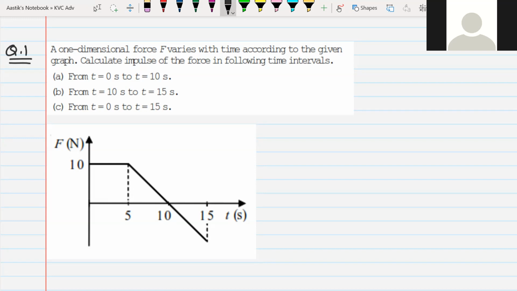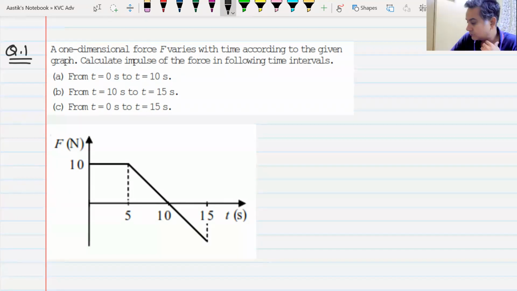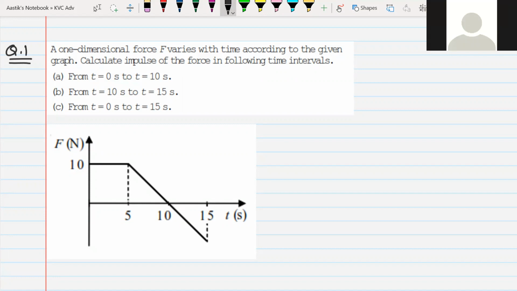Hello, sir. Yes, beta. Sir, here from 10 to 15, the force is not given, sir. Coordinate of force. Yes, from 10 to 15, the coordinate of force is not given. Let me check. It's not given. You don't have to find it out. You can't find it out? Do it.